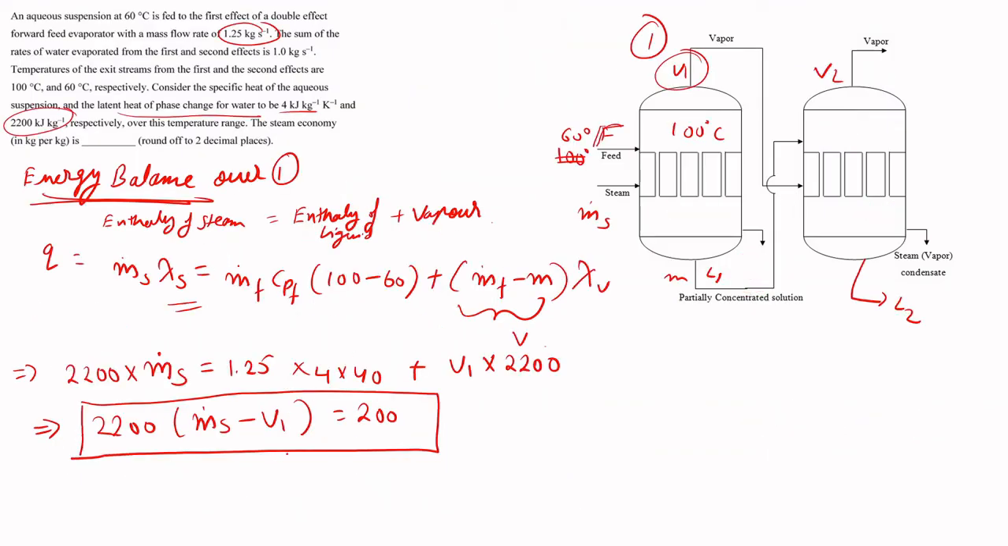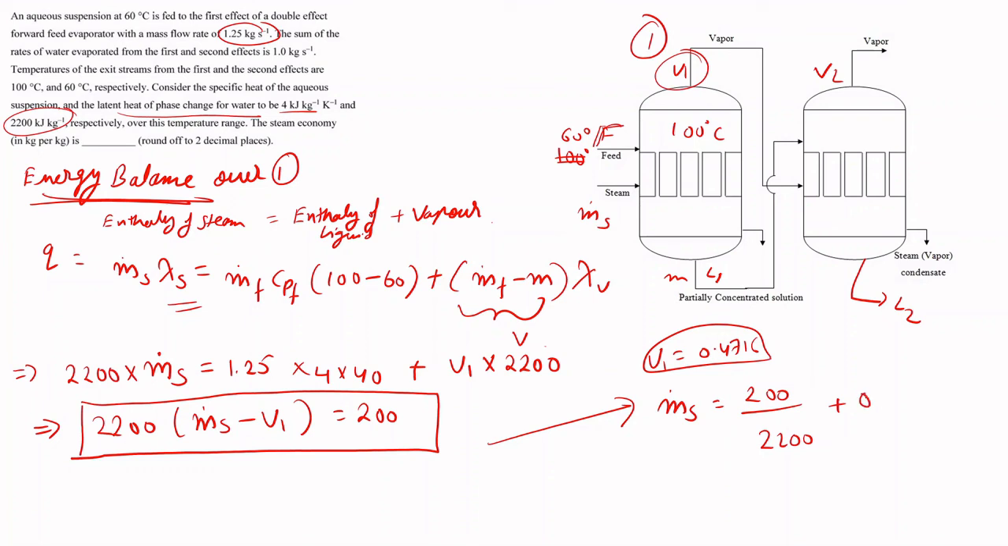Now we can put that value of V1 over here to find the value of m dot s. So m dot s will be 200 upon 2200 plus 0.4716. So the mass flow rate of steam will come somewhere around 0.5625. So now we have this value of m dot s, and we also have V1 plus V2 equal to 1.